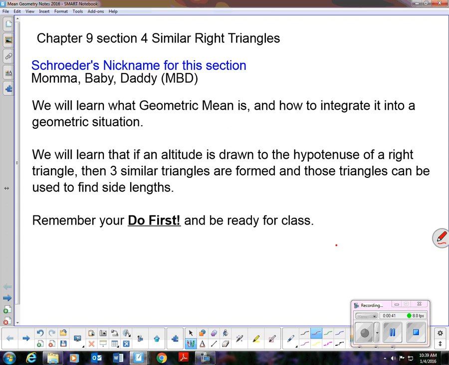Now, this is what I just said. I got a right triangle. Okay, so here's a right triangle, and I draw an altitude to the hypotenuse, like this. And so when I did it, there's three different triangles formed, and we're going to talk about it. I'm going to remind you always when you come into class, make sure you do the do first when you sit down and know what's going on.